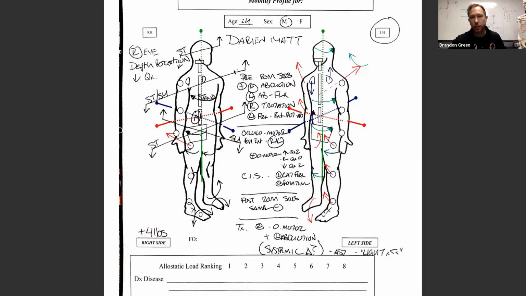So if I do a supine hip abduction test of 30 degrees, like they do in clinical kinesiology, I push on the left side, and then I push on the right side.